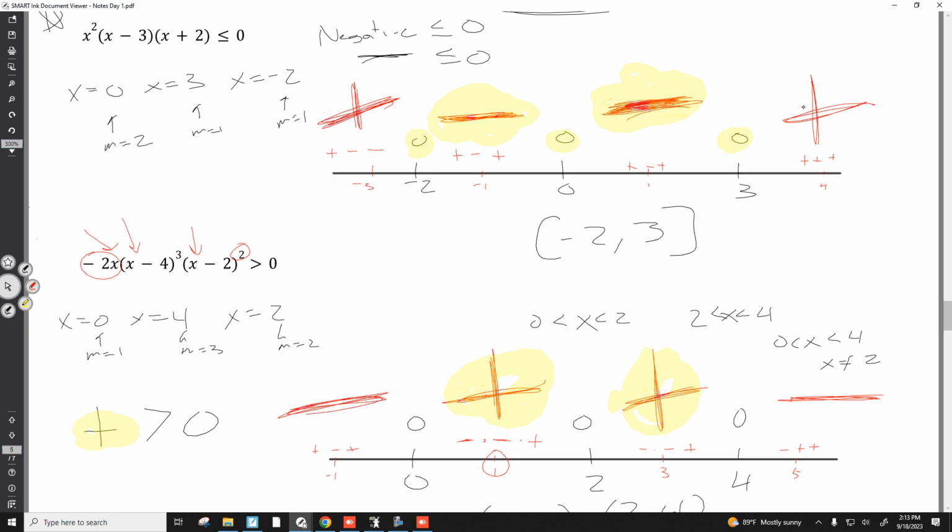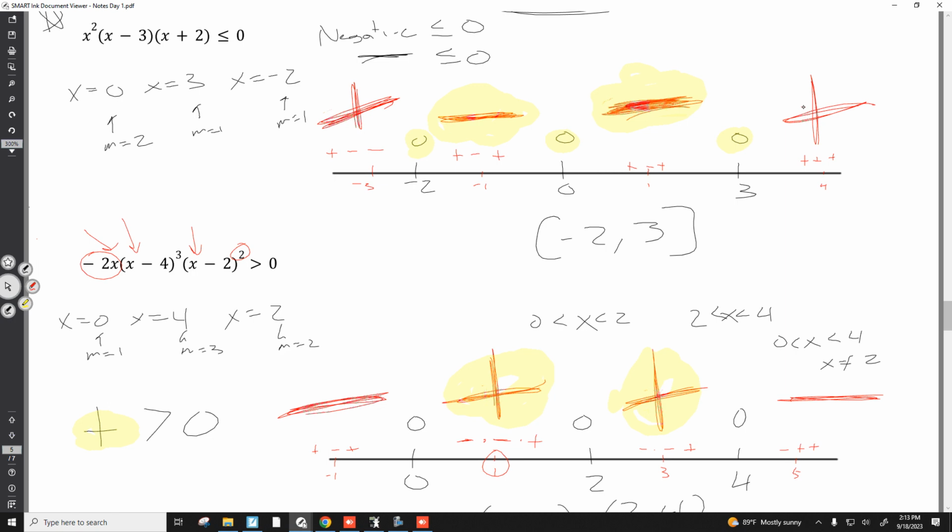Let's look at our multiplicities of 2. X equals 0, x equals 2. They're the same. Signs do not change. Now, why is that? Let's look at our little work that we did here.